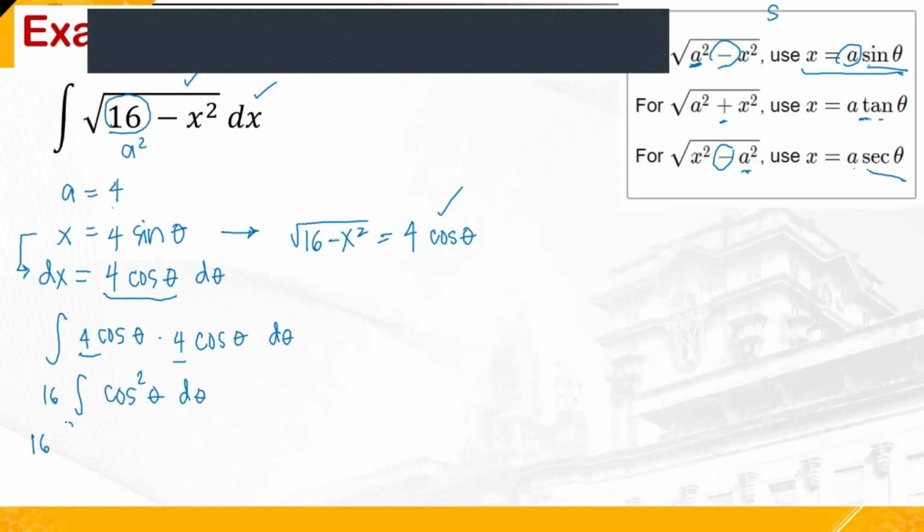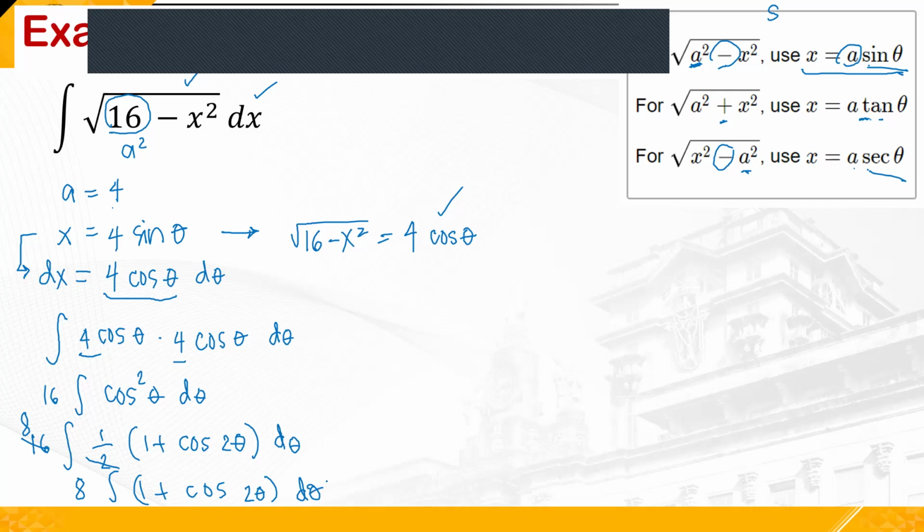So, that will be 16. Sabi dun sa pinapicturean ko sa inyo na slide, this is equal to 1/2, tapos, 1 plus cosine of 2 theta. That's half angle identity. So, 16 and 2 is just 8. So, meron tayong 8. That is now 8. Tapos, 1 plus cosine 2 theta d theta. If we are to perform the integration, meron tayong 8.